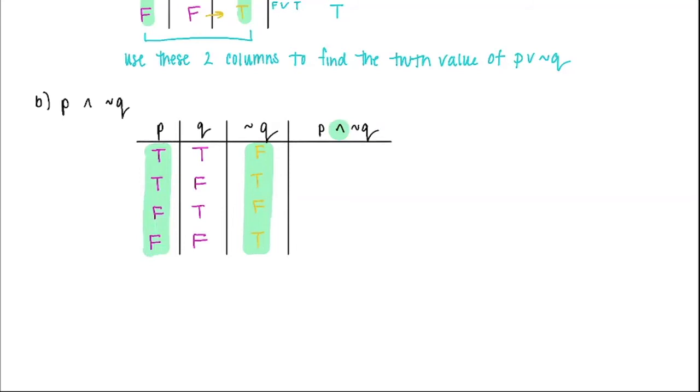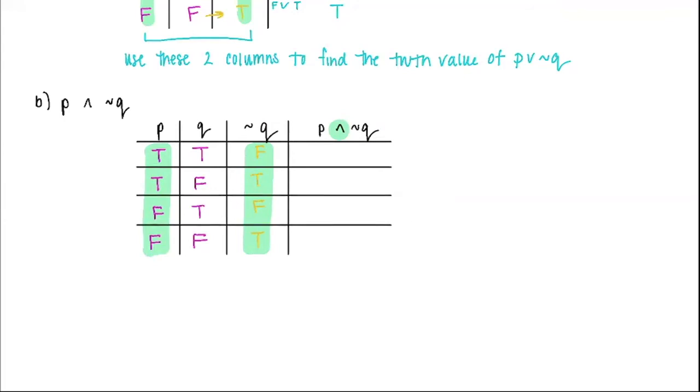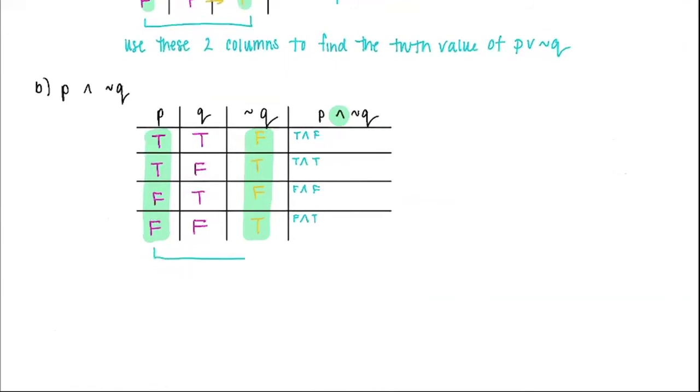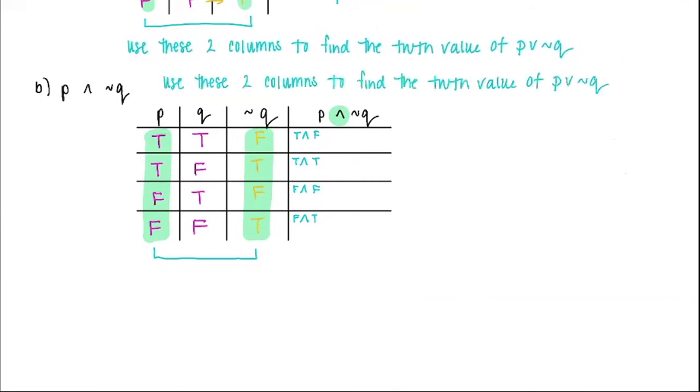Let's go ahead and make our chart a little easier to see. So I like to first put my truth values of P down. That's true, true, false, false. We're doing and as our operation. And not Q is false, true, false, true. So we're using these two columns to determine the truth value of P and not Q.